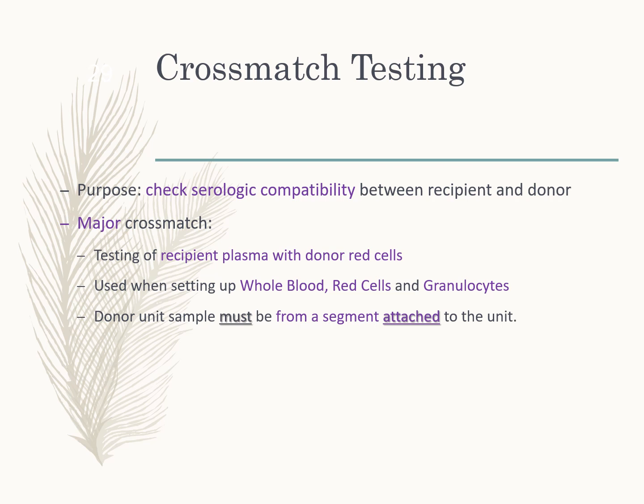You must also do a cross-match in anything that has red cells, so whole blood, red cells. Granulocytes also have a lot of red cells, and like we discussed on the earlier slide, if a platelet was bloody looking, you would have to do a cross-match for that too.